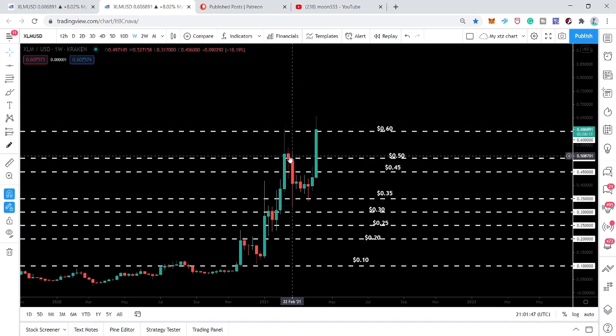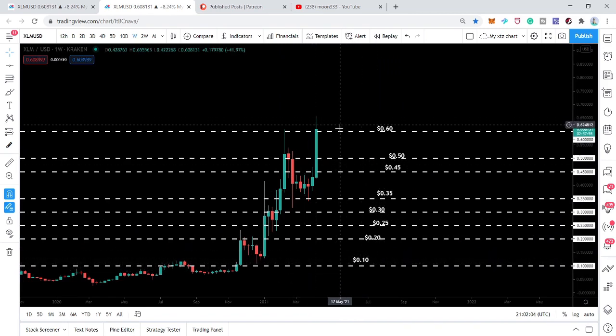However, the price action was not closed above the 50 cents as well and moved down. Then we have the next support at 45 cents, then 35, 30, 25, 20, and you can say our last support is at 10 cents.